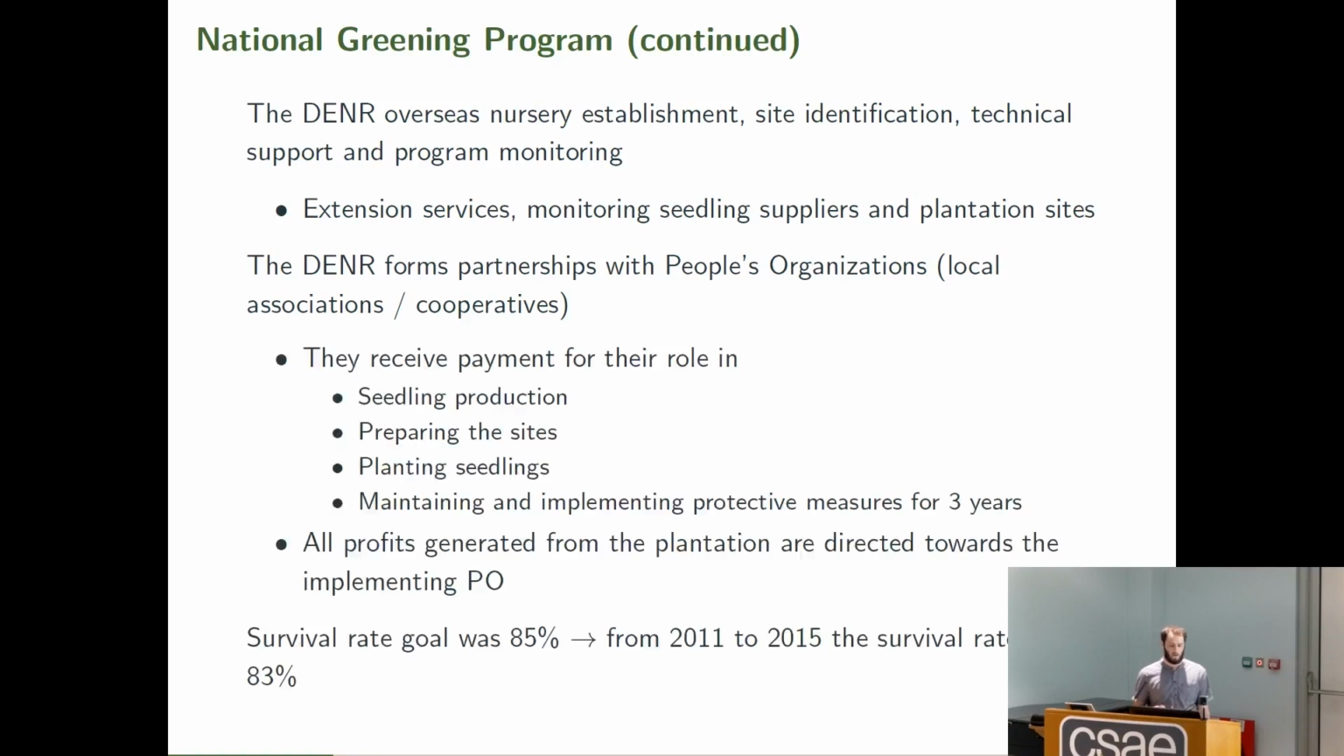So the DNR is going to form partnerships with these organizations. They're going to receive payment for their role in producing seeds, preparing the site, planting the seedlings, and then maintaining these for 3 years. And all profits are going to derive back to the PO. So in terms of fruit trees, cacao or coffee production, all of this will come back to the PO. And the survival rate was found to be 83%, which is quite high for tree plantations.